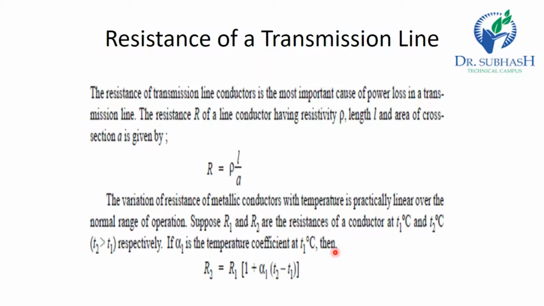Now note that in a single phase or two wire DC line, the total resistance is equal to double the resistance of either conductor. In the case of a three phase line, the resistance per phase is the resistance of one conductor.